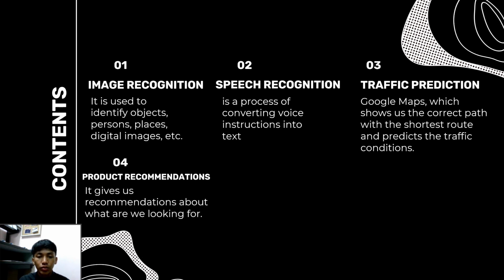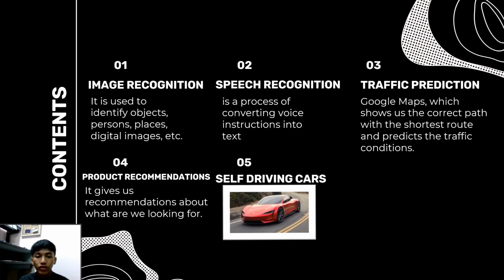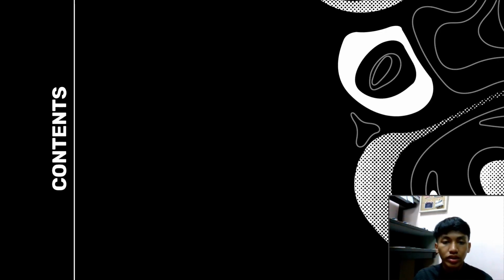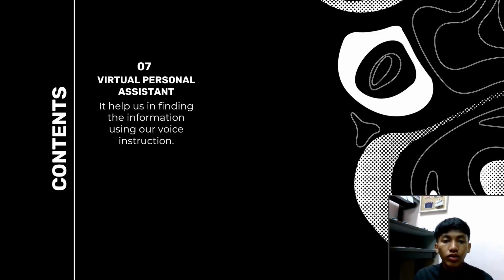It gives us recommendations about what we are looking for. And next, number 5, we have self-driving cars like Tesla, BYD, and others. And next, email spam and malware filtering. Whenever we receive a new email, it is filtered automatically as important, normal, or spam. And next, 7th point, virtual personal assistant. It helps us in finding information using our voice instructions.